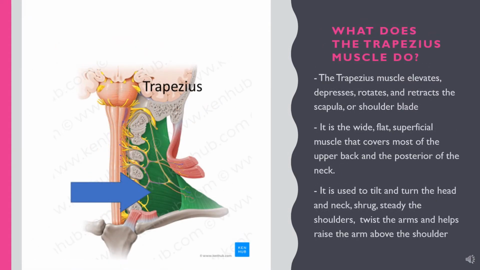The trapezius muscle elevates, depresses, rotates, and retracts the scapula, or shoulder blade. It is the wide, flat, superficial muscle that covers most of the upper back and the posterior of the neck. It is used to tilt and turn the head and neck, shrug, steady the shoulders, twist the arms, and help raise the arm above the shoulder.